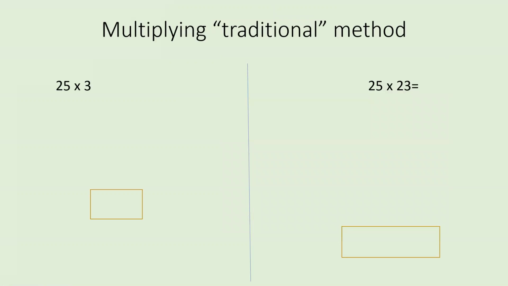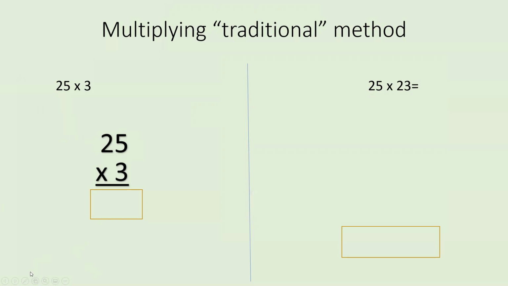All right, multiplying with the traditional method. As you see on the left, I'm giving you guys an example of a single digit, which is 3, by a double digit, which is 25. And as you probably already know, this is a whole lot easier to do. So 25 times 3, you have your 25, you have your 3, and now all you are going to do is you are going to multiply the ones, right? 5 times 3 is 15.